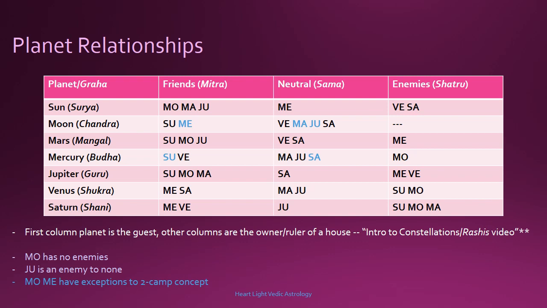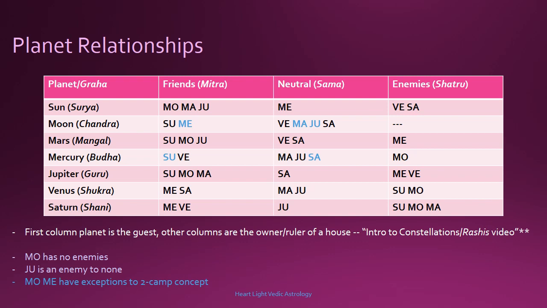Then if the Moon is in a sign of Mercury, so again Gemini or Virgo, the Moon would also be stronger because Mercury signs are friendly to the Moon. They support the Moon. But you can see here that the Moon is not following the 2 camp rule exactly. It is in the same camp as the Sun, but it's not in the same camp as Mercury. So the Moon does have exceptions.